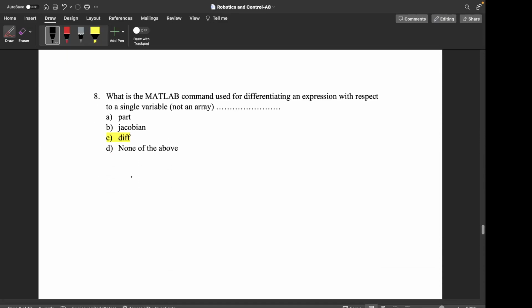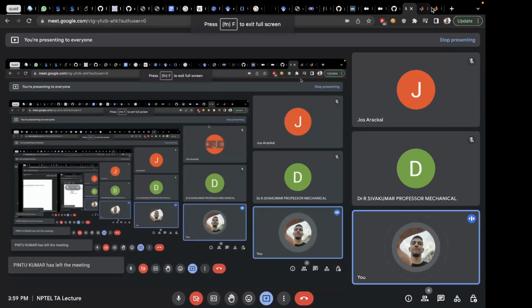Okay, so the next is a more sort of implementation type question. What is the MATLAB command used for differentiating an expression with respect to a single variable? So if you would know this from before, it's the diff command, and I would just quickly show you an implementation of this function.